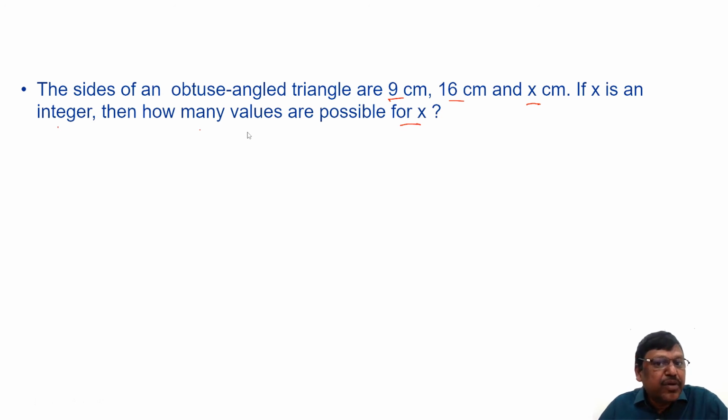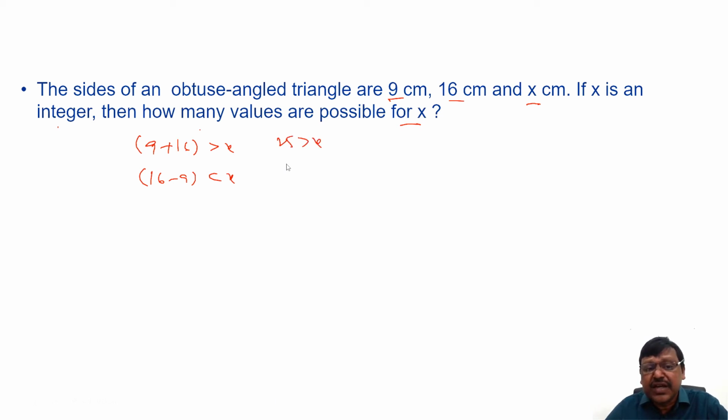Now, the sum of two sides in a triangle has to be greater than the third side. The difference should be less than the third side. So 9 plus 16 is greater than x, but at the same time, the difference of the two sides, 16 minus 9, is less than x. That is, 25 is greater than x, but at the same time, 7 is less than x. So the x value has to be between 7 and 25.